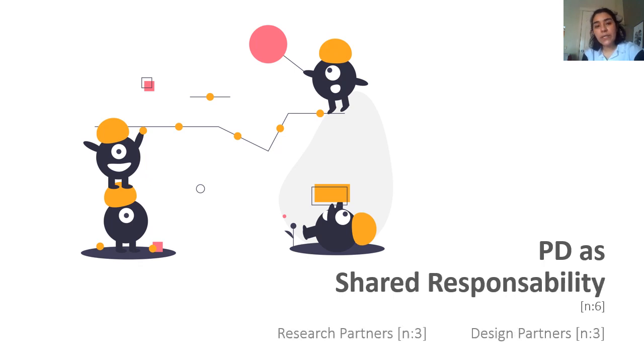The third one is PD as a shared responsibility, in which participation is understood as a process where all the involved individuals, participants, stakeholders, and designers should have an equal influence in the project. And in this sense, participants can exercise 2 roles. They can be research partners if they join data collection and research activities. So research is made with them and not only about them. And they also get to develop their research and analysis skills.